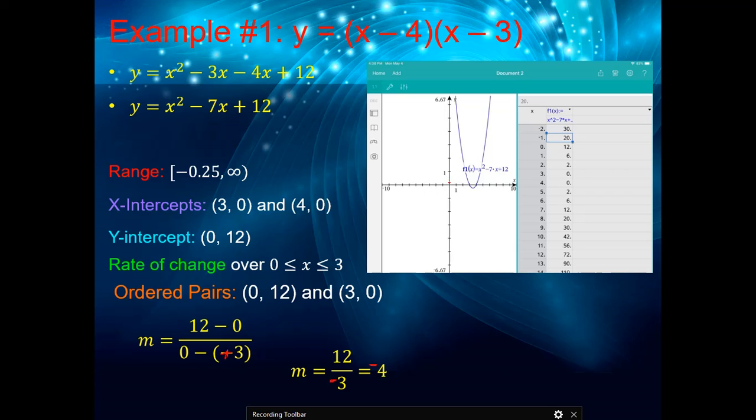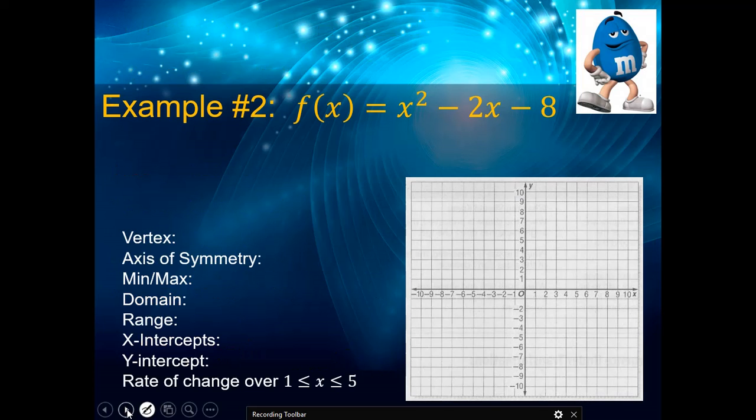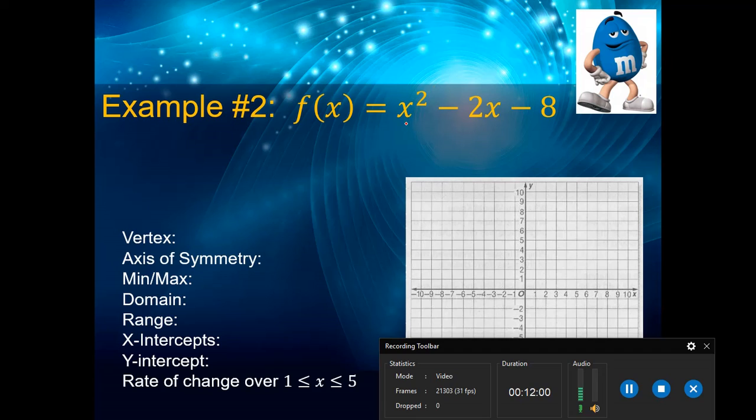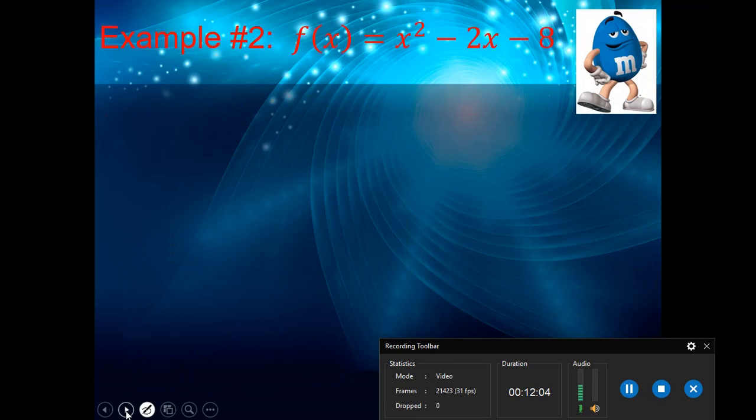And if you look at the graph between 0 and 3, we can see that the graph is falling, so having a negative rate of change seems appropriate. Let's try example number 2. It's already in standard form. So I'm going to go ahead and put this into my iPad so I can see the graph.